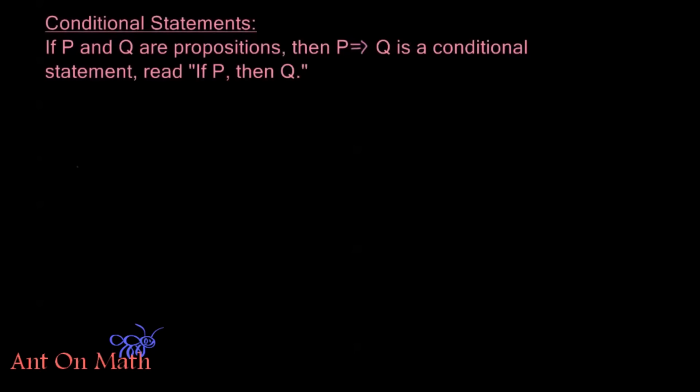We say that if P and Q are propositions, then P, and you see this little double arrow, like an equal sign with an arrow on it, is read, I usually say implies, but P implies Q. It's a conditional statement. And you can also read it if P, then Q. So there's two ways you can read this. You can read this as P implies Q, or if P is true, then Q is true, P and Q both being propositions with well-defined true or false values.